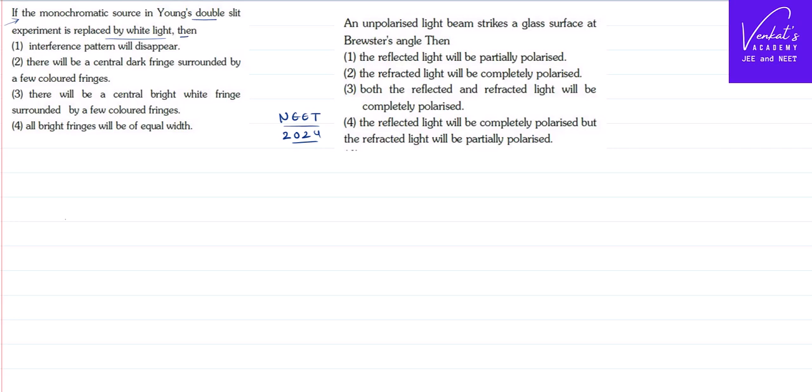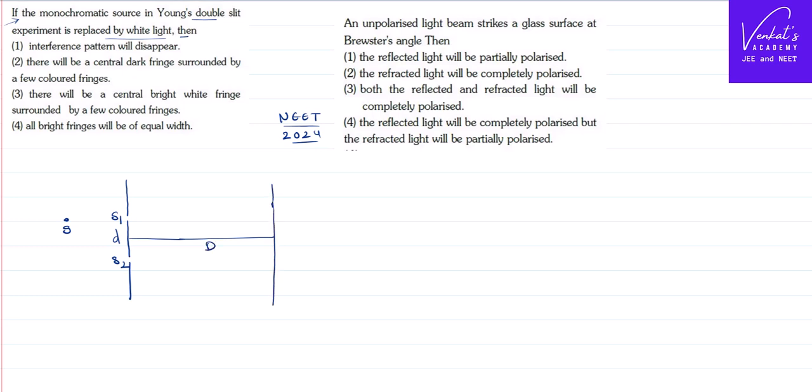If the monochromatic source of Young's double slit experiment is replaced by white light, what happens? If you remember, in Young's double slit experiment there will be a source. It will be passed towards double slits, small slits, which in turn behave like sources. The distance between them is small. From a much larger distance, there will be a screen.